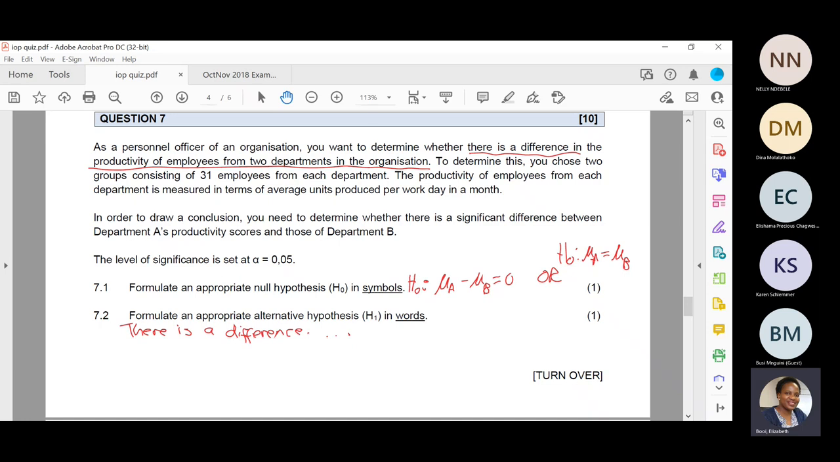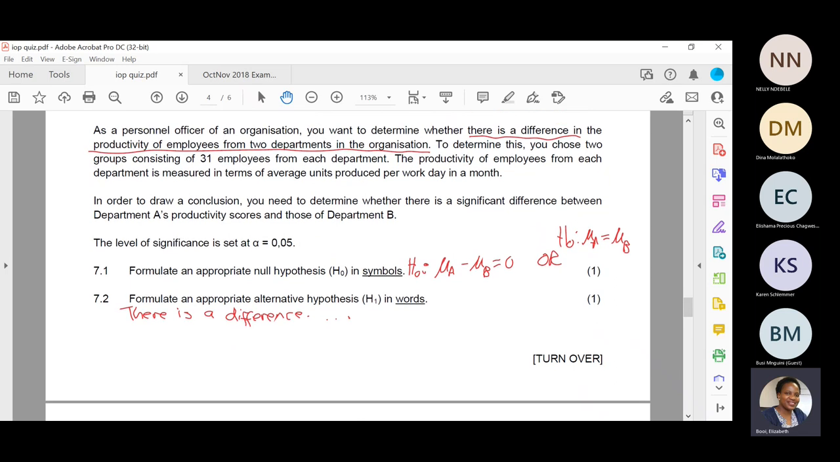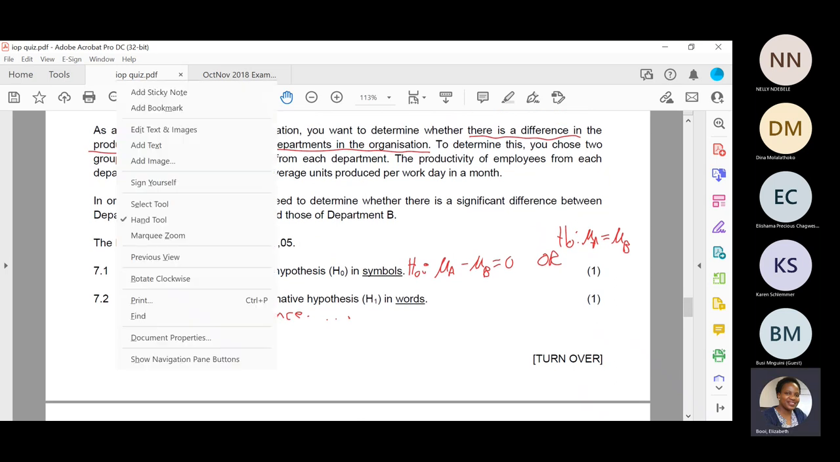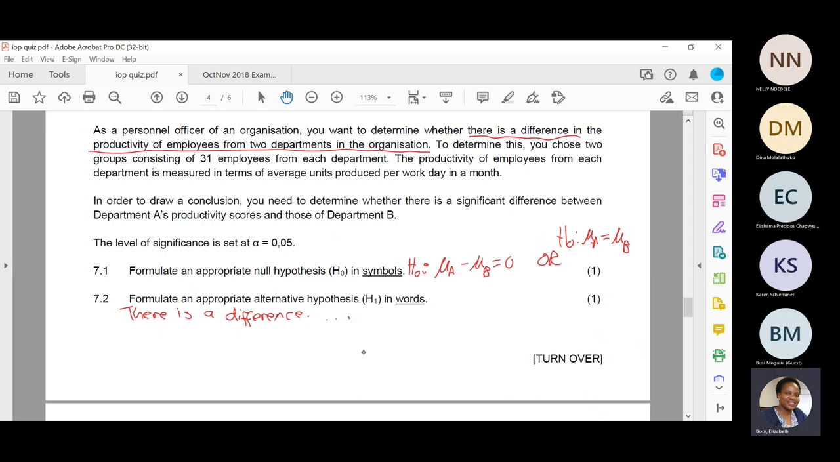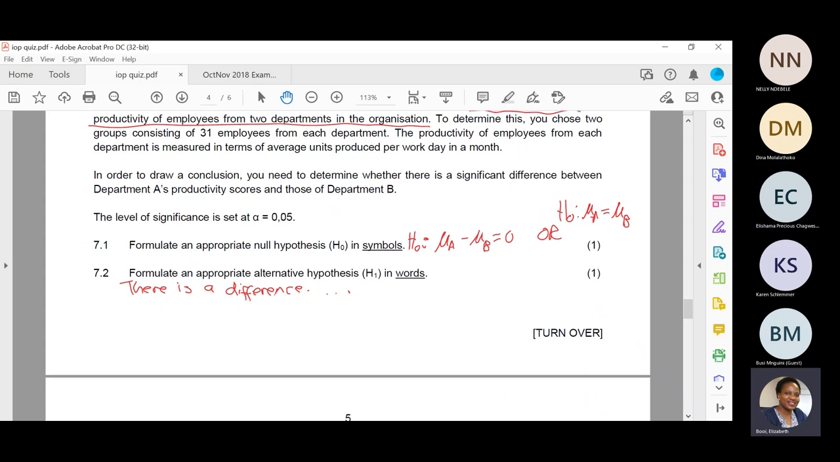But you cannot just say there is a difference in productivity. You can say between the mean of Department A scores and the mean of Department B scores, because we're talking about the means as well. Even if you repeat the same statement as they have it there, you will need to somewhere have scores, or the mean score, so that it makes a difference.